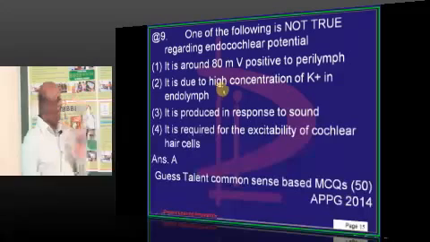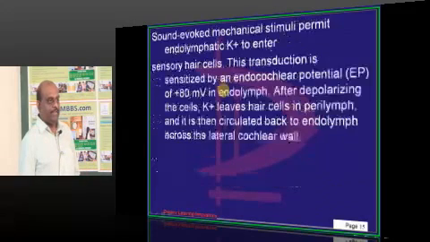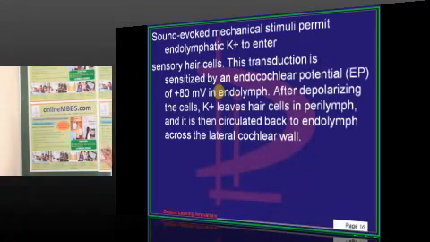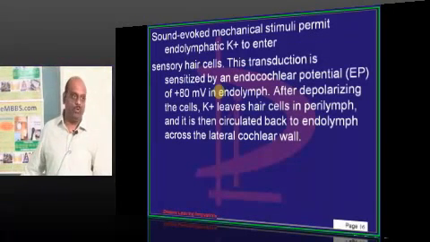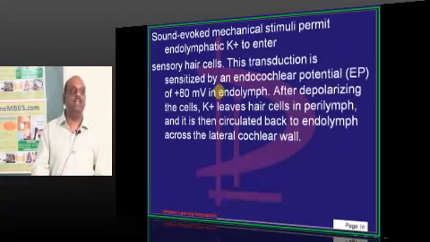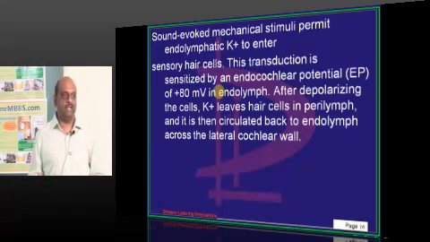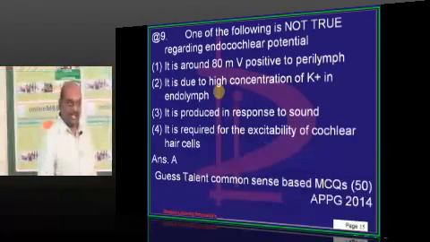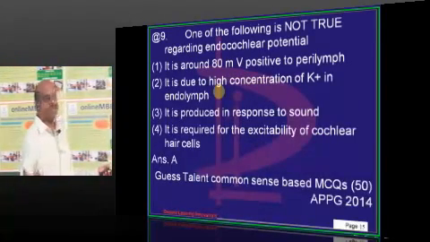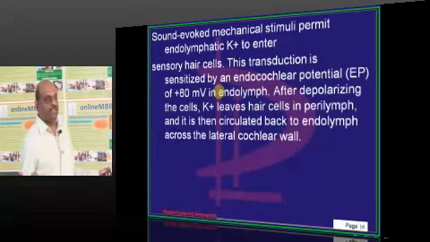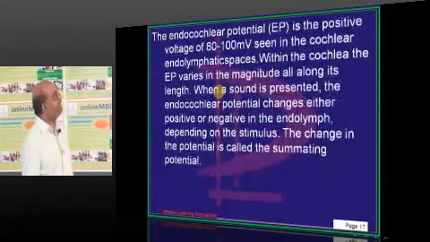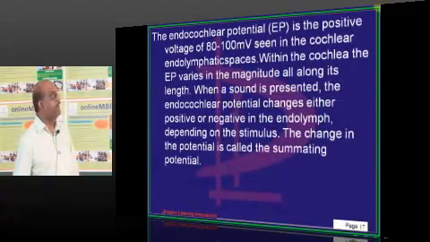See, endocochlear potential, doctor, what is the main meaning of it? Perilymph mein there is some voltage. Endolymph mein there is some voltage. The voltage difference between the two is the one which is deciding the endocochlear potential. So, examiner has given C, you mean to say, but it is auditory stimuli evoked only, in response to that only. But it is around 80 millivolts positive to perilymph is something that I wanted to contest.